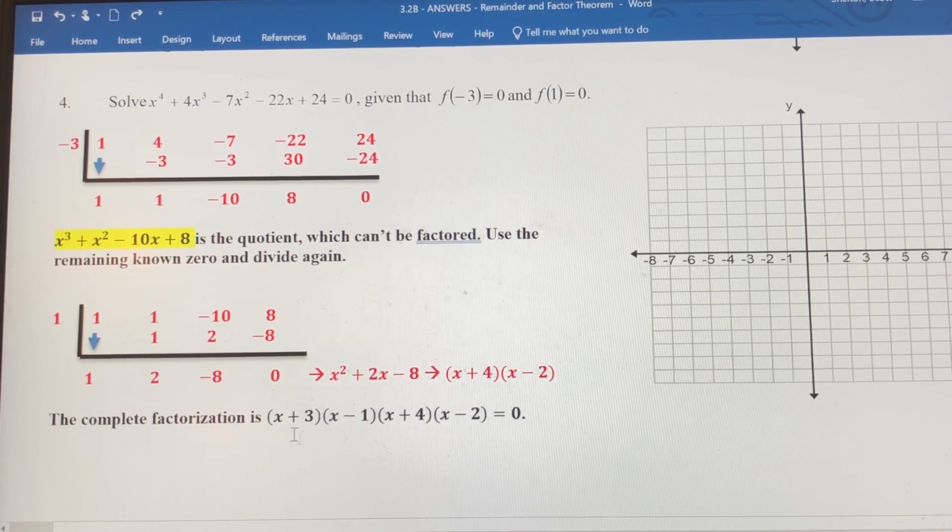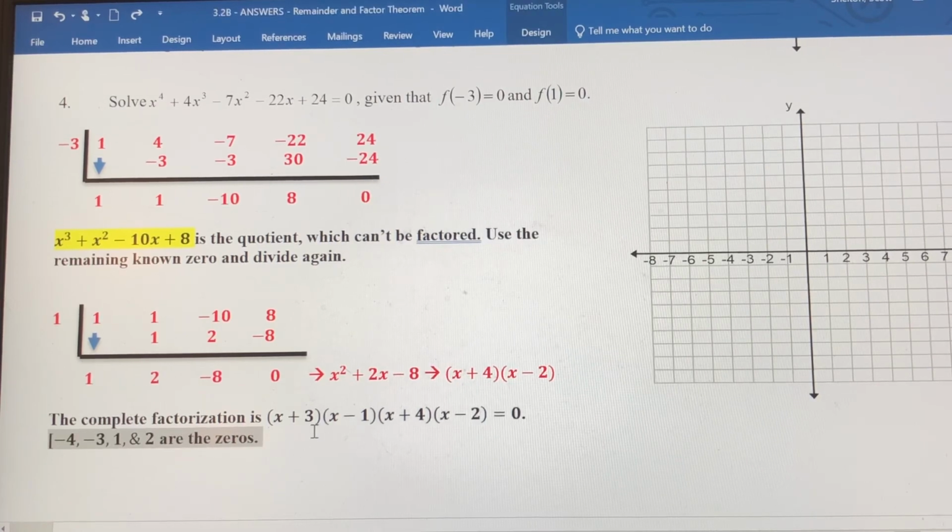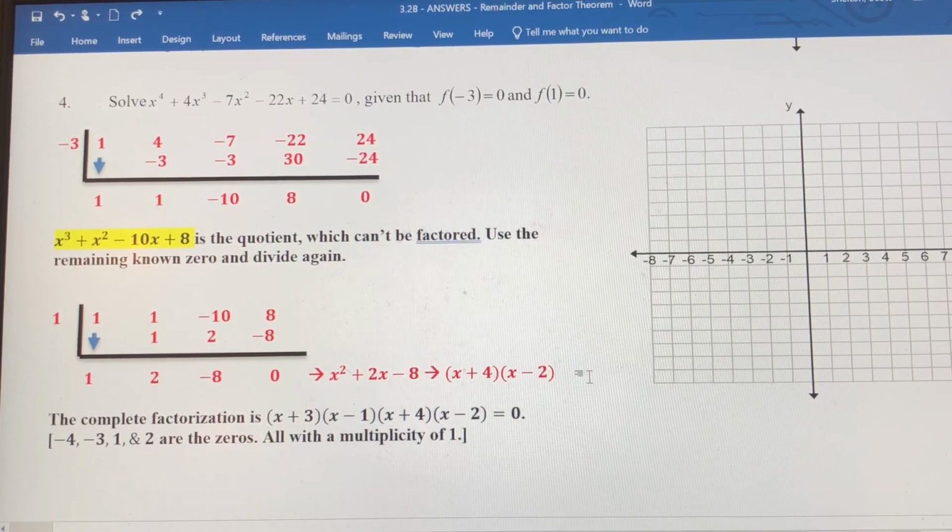Because these 4 are factors, I can get the 4 zeros from there. So, going in order here, negative 4, negative 3, positive 1, and positive 2 are the zeros. Notice each of these factors occurs exactly one time, so the multiplicity is 1.